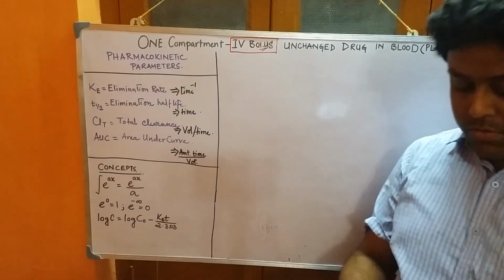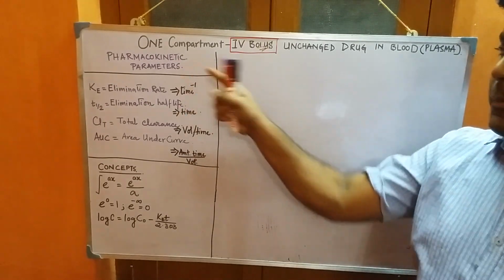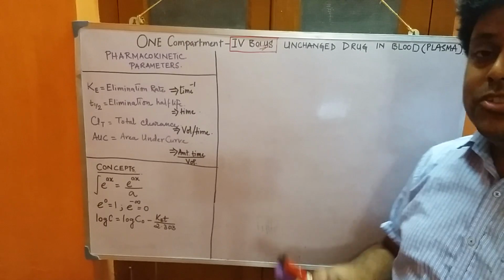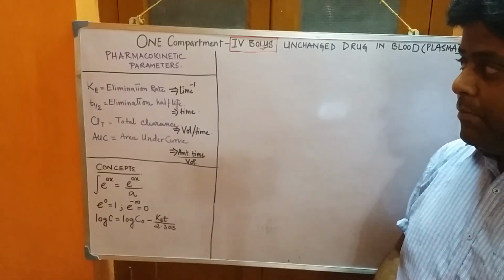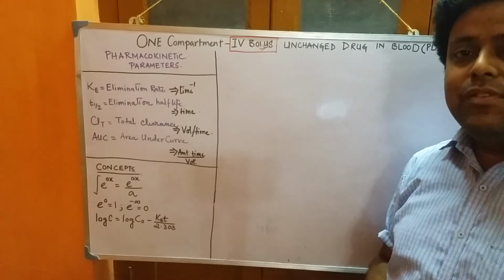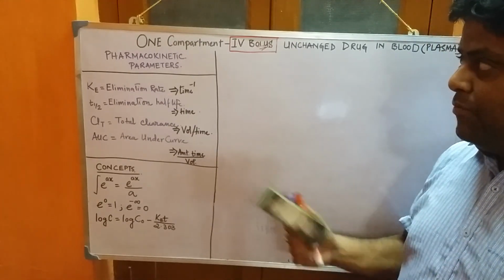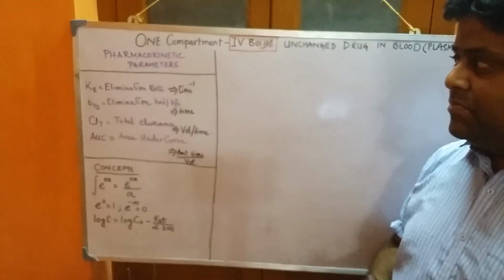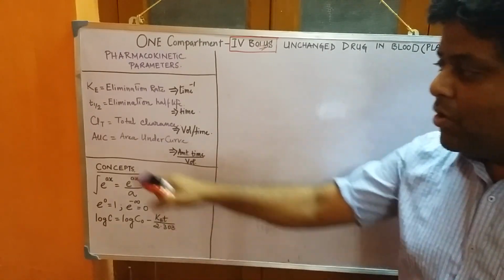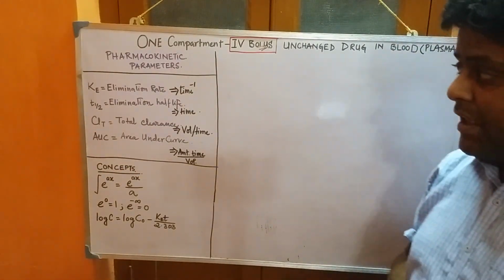Welcome to this session on derivation of pharmacokinetic parameters under one compartment IV bolus, unchanged drug in the plasma. Pharmacokinetic parameters are generally used to assess the various pharmacokinetic processes that take place within our body. In terms of one compartment IV bolus, specifically, we have four different pharmacokinetic parameters.